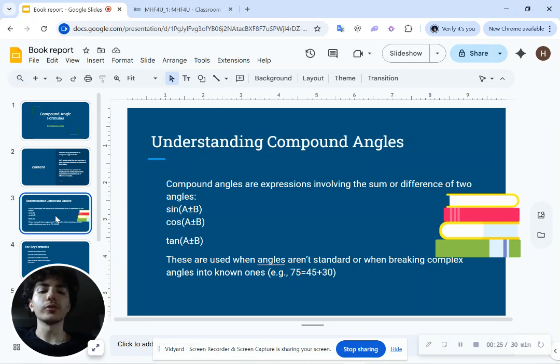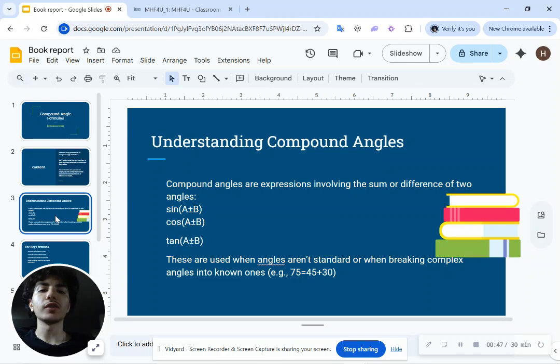Understand compound angles. Compound angles are expressions involving the sum or difference of two angles: sine A plus or minus B, cos A plus or minus B, tan A plus or minus B. These are used when angles are standard or when breaking complex angles into known ones.